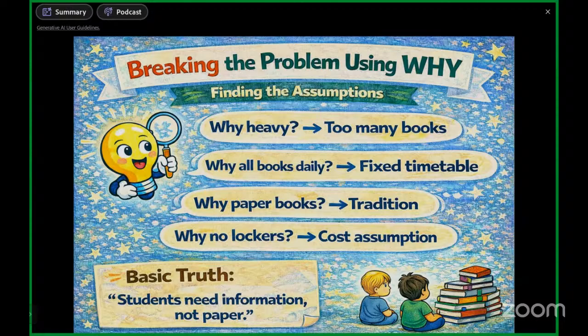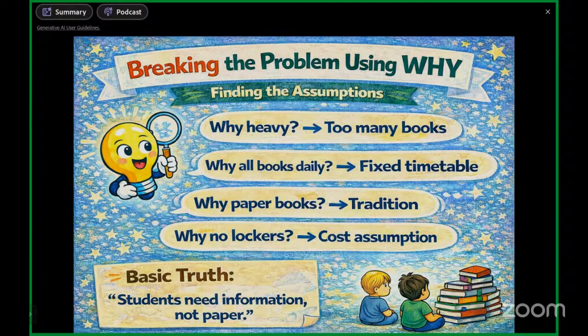You see, all these are why questions. And the majority of you would not have thought about these things because you assumed, okay, this is how it is. I have to bring books. The timetable is fixed. I have to take this bag back to school, back to home. I have to bring all 7 or 8 subjects of books every day. You have assumed that you have to do those things without asking why. So the first mind shift here is asking why and removing all the assumptions.